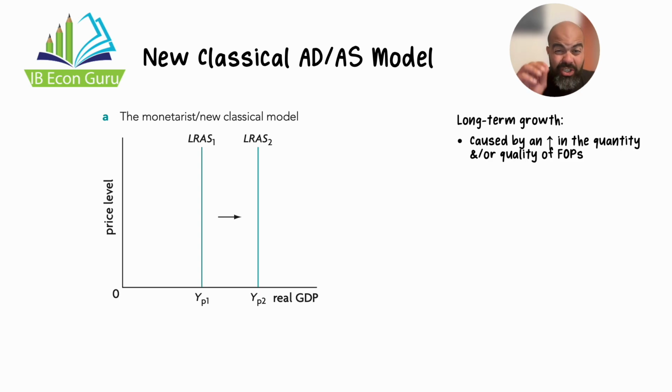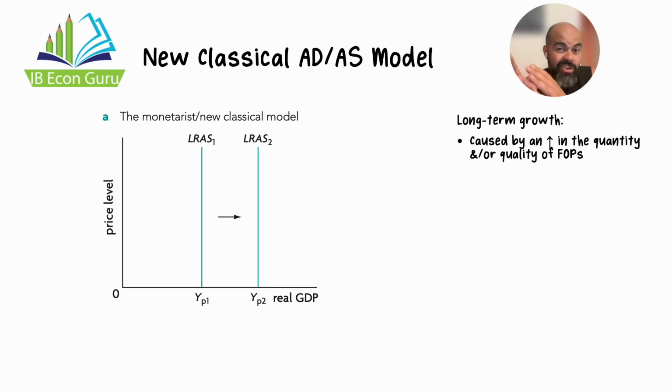By the way, this question always comes in paper 2 exams. Now, I don't want to say always, but as an IB examiner, I've been grading IB exams for years, and for the past few years, there's always been at least one question talking about shifts of LRAS. So whenever there's an increase in the quantity and slash or quality of the FOPs, the LRAS curve will shift to the right. And the opposite is true.